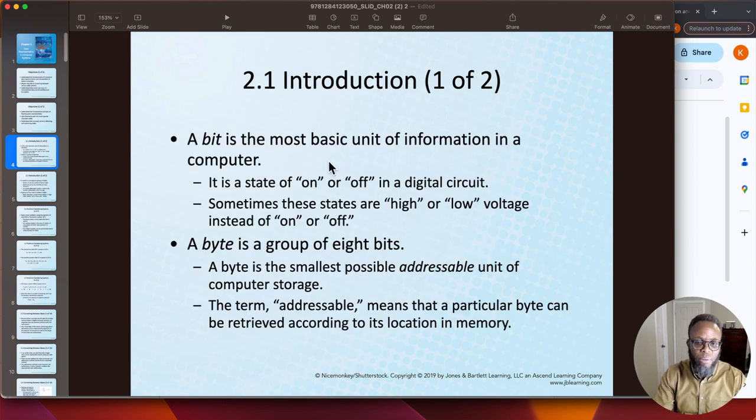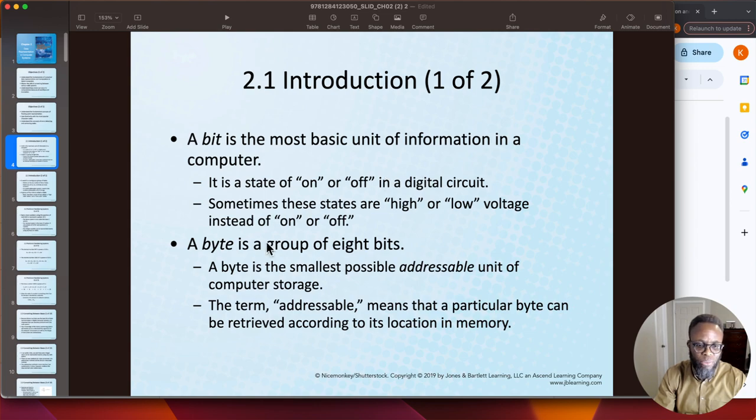Okay, we talked about this briefly last week. A bit is the most basic unit of information in a computer. It all starts with a bit. It's either on or off. If you look at digital circuitry, if you all remember The Matrix and how the movie starts and you see the stream of bits, that's really the internal representation of a computer. It's all about zeros and ones.